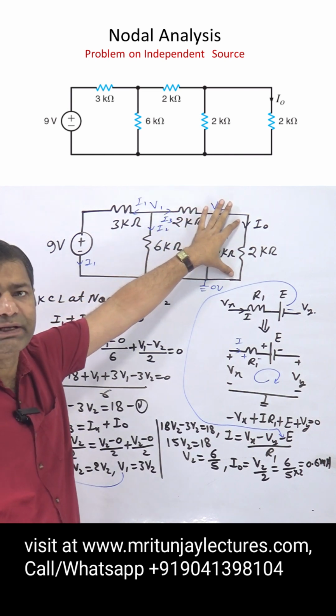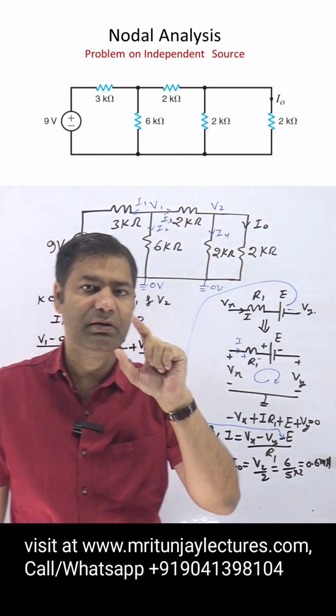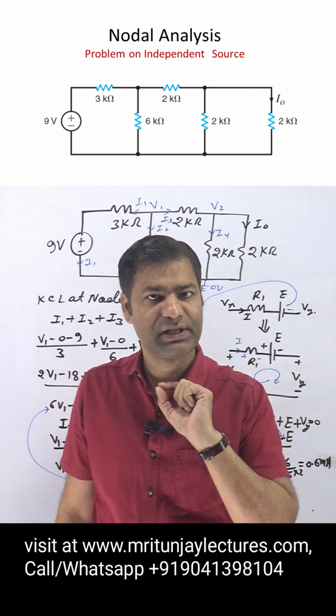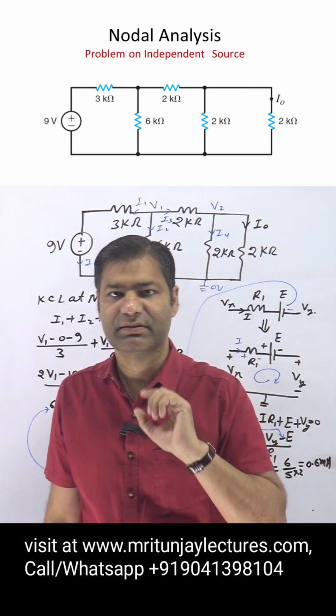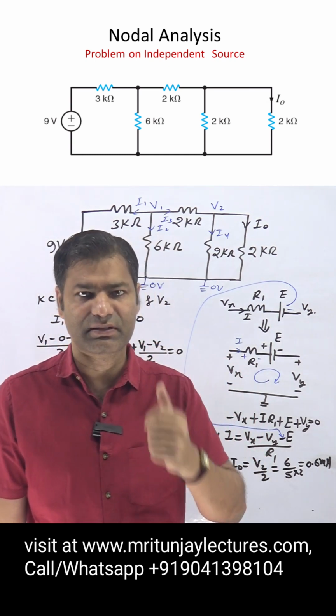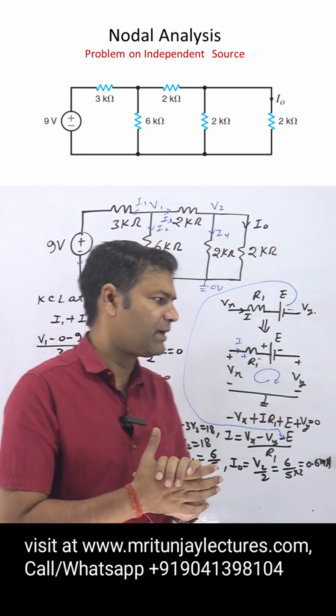Our motto is to determine I0. So how can we determine that? With the help of nodal analysis. If the question mentions nodal analysis, you cannot apply another method. Only nodal analysis. Nodal analysis means basically KCL. Clear or not?